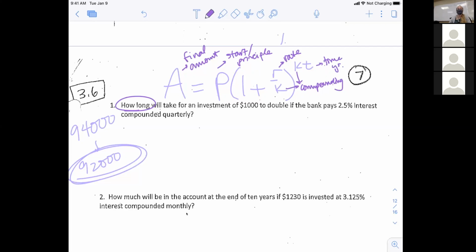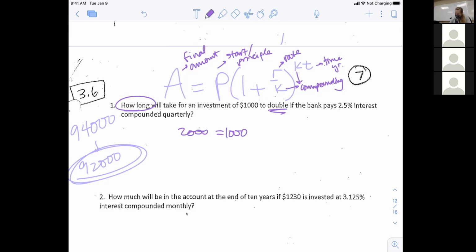So a lot of times you do find final, Brooke, and that's why I asked, because we think we're always finding final. We're not. My final amount isn't even listed, but it's implied in the wording. It says we're investing $1,000. So my 1,000 is my principal. And it says, how long will it take to double? If it's doubling, what is the end amount in my bank account? 2,000. So I'm going to use 2,000 for my A.